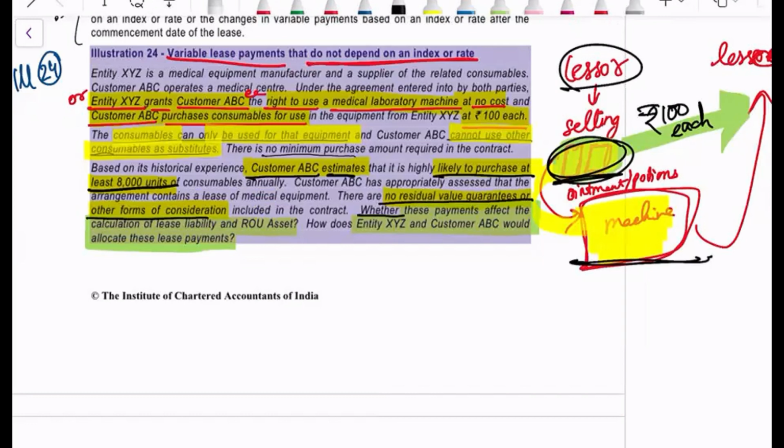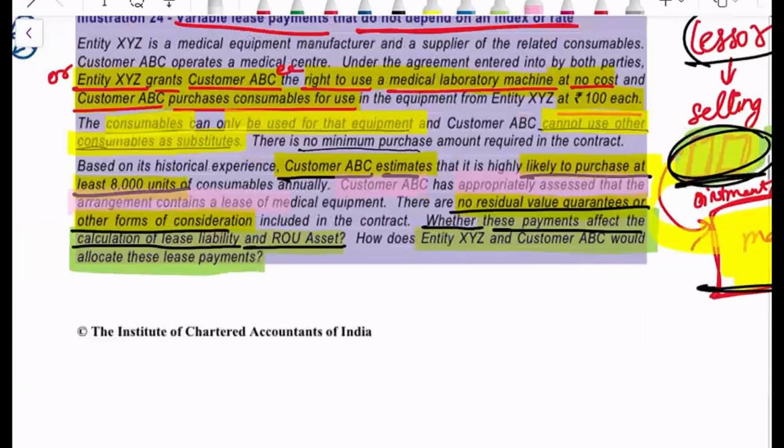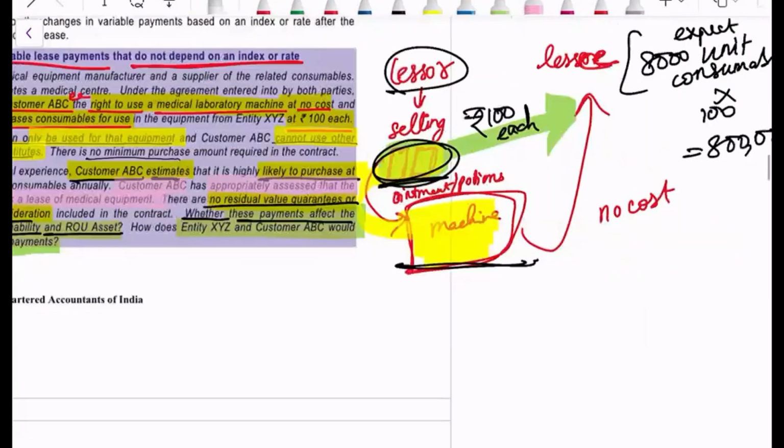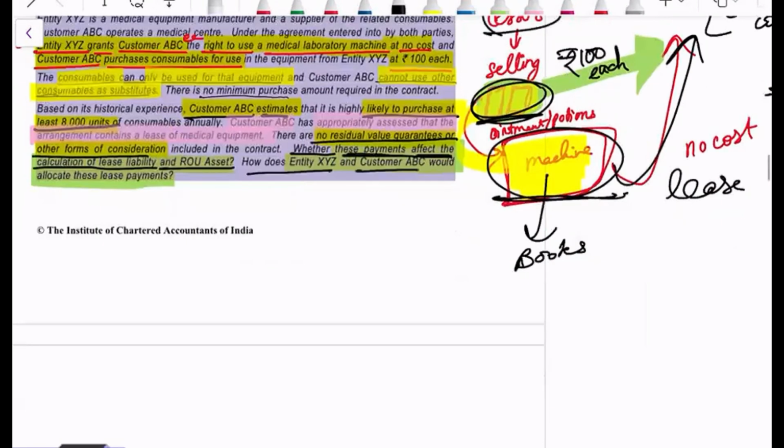So here, whether these payments affect the calculation of lease liability and ROU asset. Before this, they have also told that customer ABC has appropriately assessed that the arrangement contains a lease of medical equipment. So this machine is like medical equipment, a lease to the lessee. What they are asking is whether these payments are going to affect the calculation of lease liability and ROU asset, that is, the payment which you are going to record in the books, or not. How would entity XYZ and customer ABC allocate these lease payments?